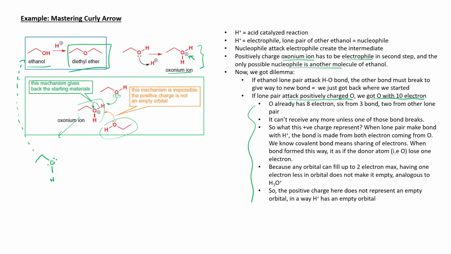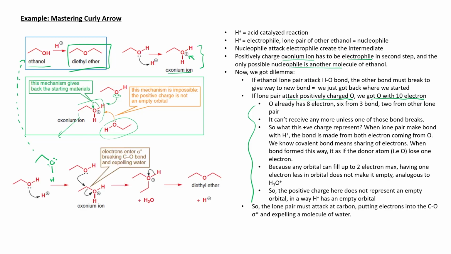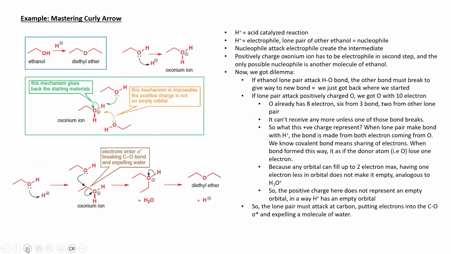So now what's the problem? And what is the solution? You cannot attack here, you cannot attack on the OH bond, you cannot attack on the positive charge oxygen. So how do we remove this charge here? The solution is by attacking the carbon bond. Let me remove the ink first. So the solution is that the lone pair must attack at carbon.